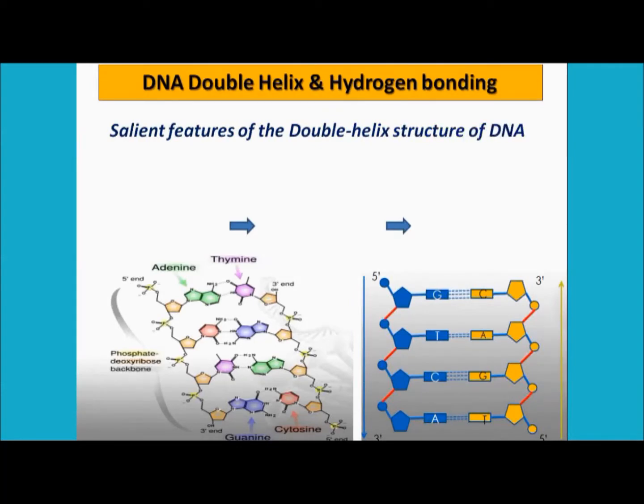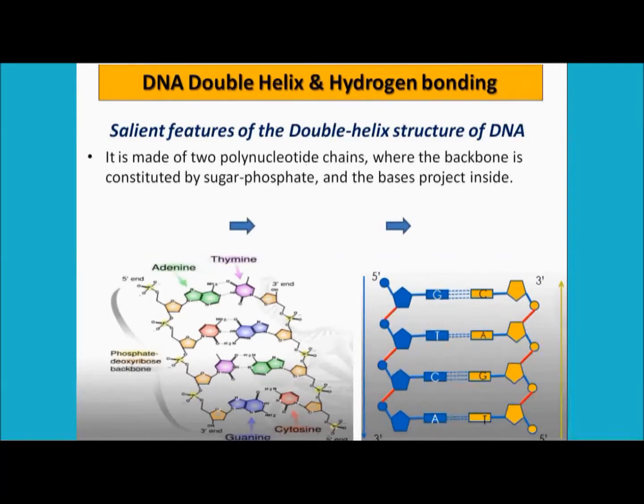Before going into the depth, the salient features of the DNA double helical structure. The first thing is that this DNA is made up of 2 polynucleotide chains, one chain and another chain, where the backbone consists of the sugar and the phosphate. These are the phosphates and these are the sugars, right? And the bases are projected inside. So sugar, phosphate, and bases.